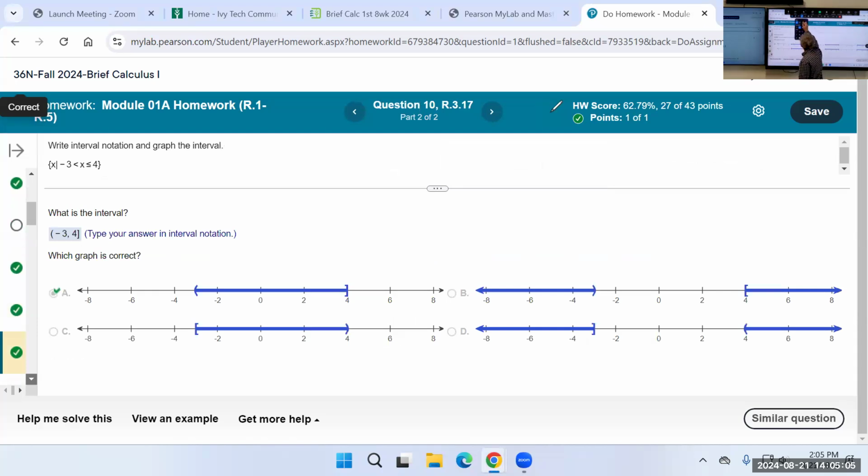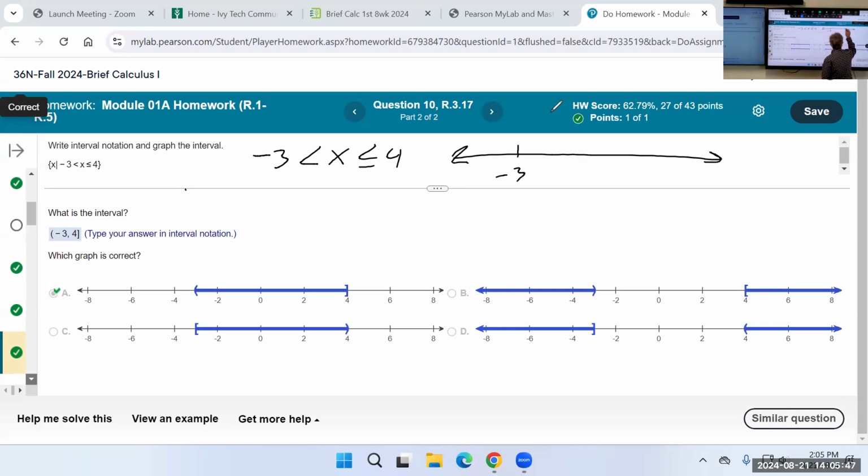Let's see about this one. All right, so the set of numbers from -3, not including -3, to 4, but including 4. So x is greater than -3, but it's not including -3. And then with x being less than or equal to 4, we're going to include 4. Okay, so we're including that.